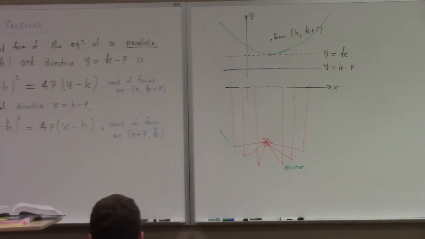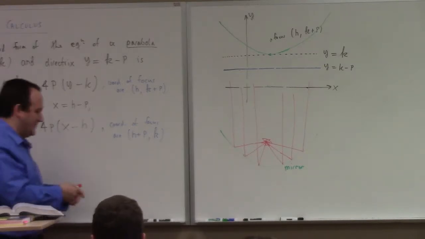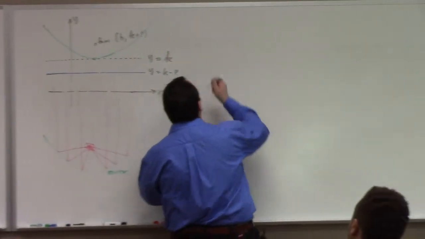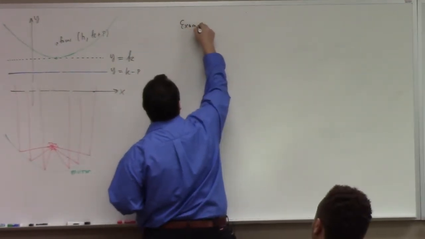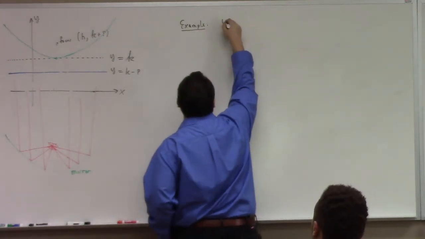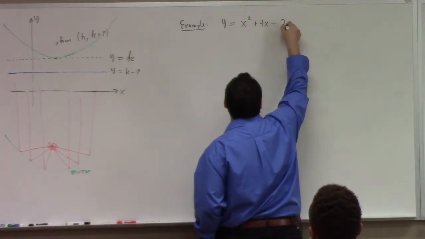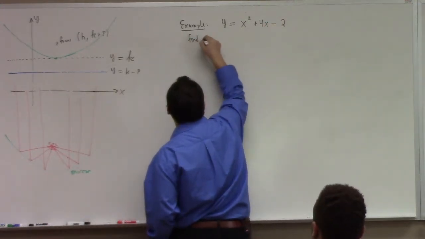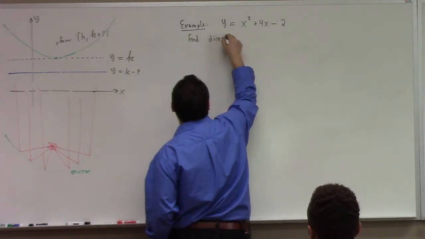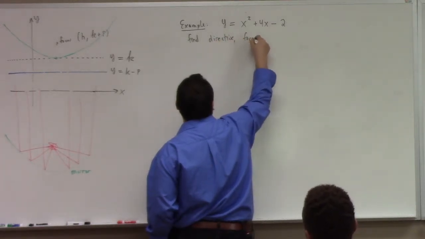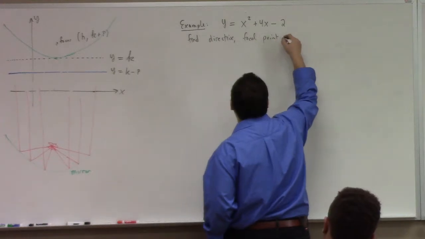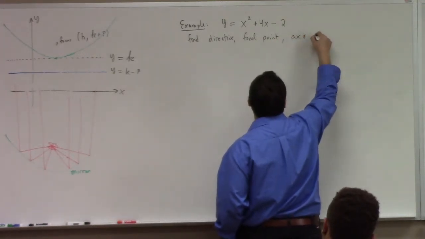For the moment, these equations should suffice. If we want to find a parabola with a particular focal point and vertex, I think we have the equations we need to do it. Let's look at an example. If we look at y equals x squared plus 4x minus 2, find the directrix, focal point, and axis of symmetry.